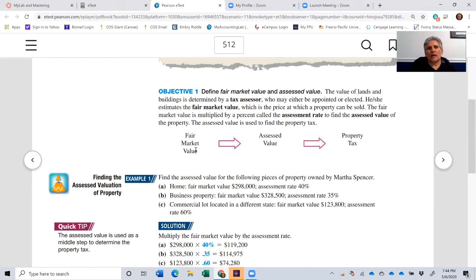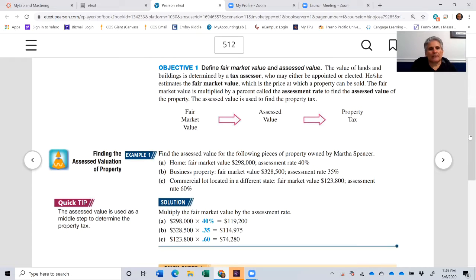Now, the way property taxes are computed is first you come up with a fair market value of a property. The fair market value usually is determined by the sale of the property. And then from there, once you have the fair market value, you can develop what's called the assessed valuation. And then from the assessed valuation, you'll compute the property tax, okay? Property taxes are based on assessed valuation. Depending on what state you live in, the assessed valuation can be affected by the fair market value differently in different states.